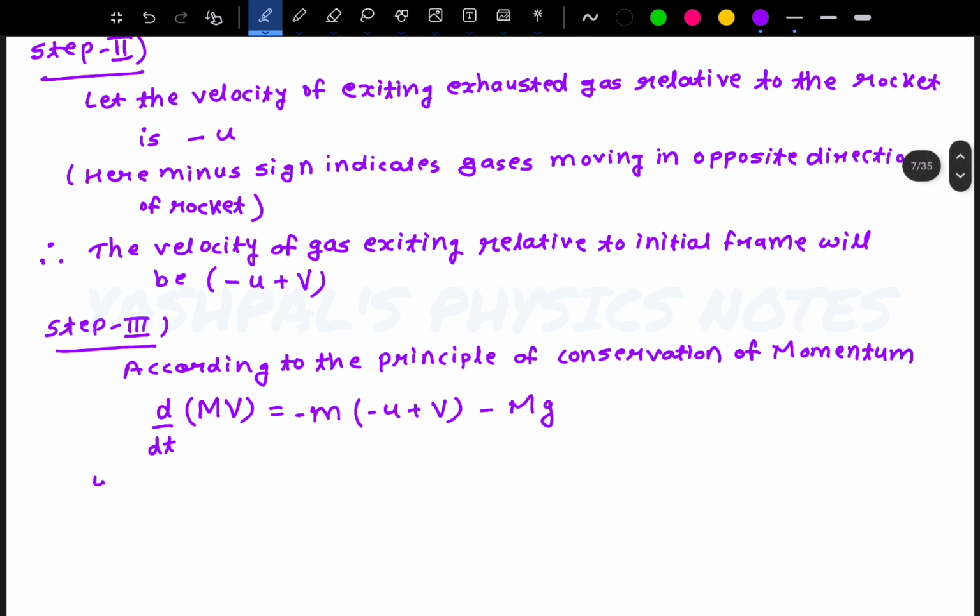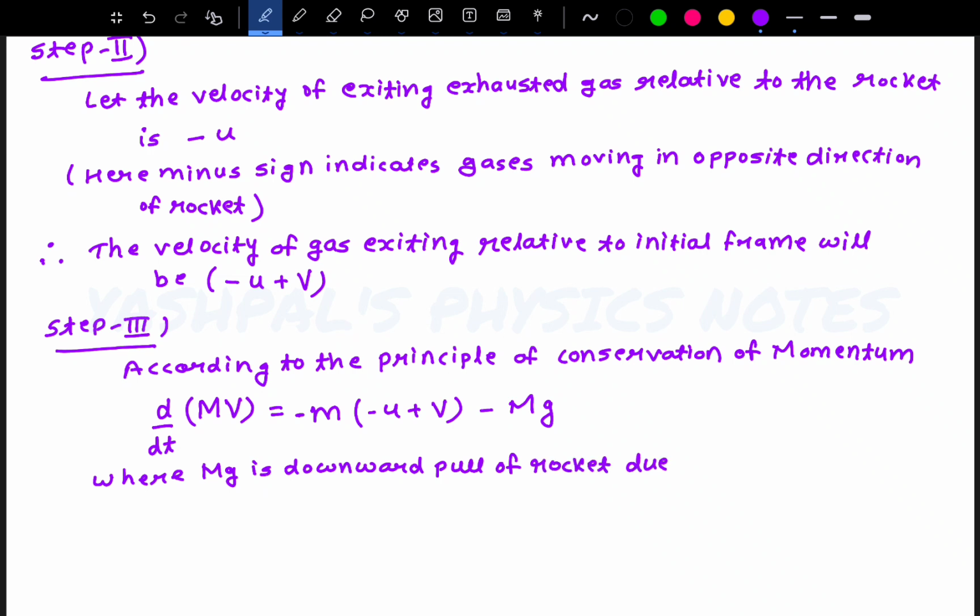Here I can write, where Mg is the downward pull of the rocket due to gravity.